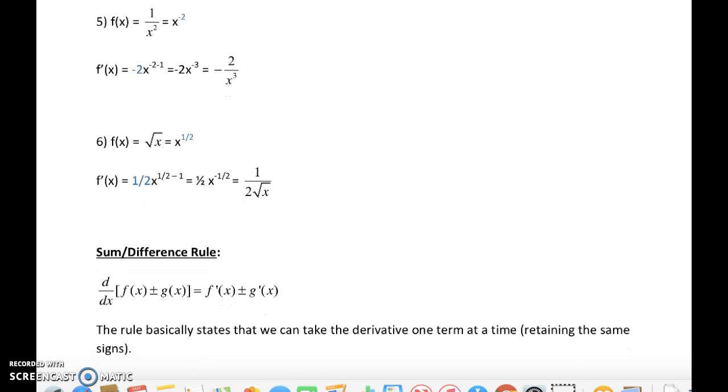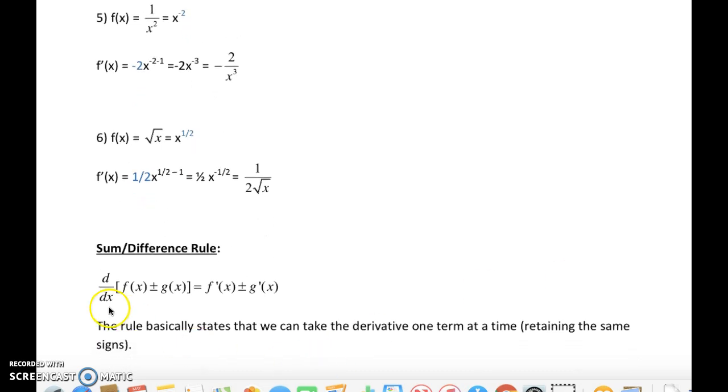So the first rule that's really helpful to us is when we want to take the derivative of two functions, whether they are plus or minus. So if we want to take the derivative of f of x plus or minus g of x, it doesn't matter whether it's plus or it's minus. We can go ahead and take the derivative separately. So we could say that this is equal to the derivative of the first function plus or minus the derivative of the second function. So basically, for any polynomial, we could take the derivative of each term one at a time as we go along.